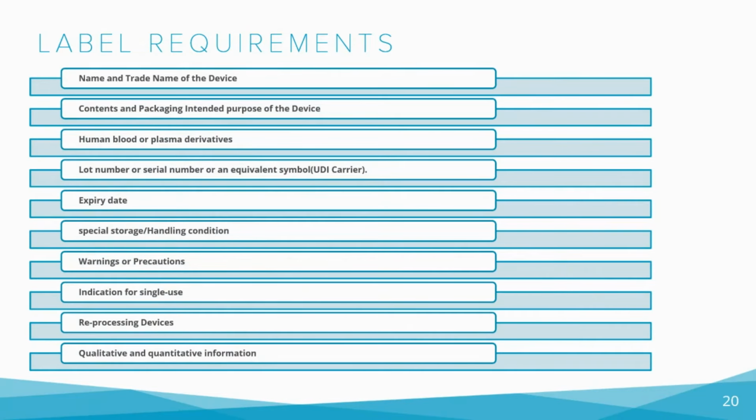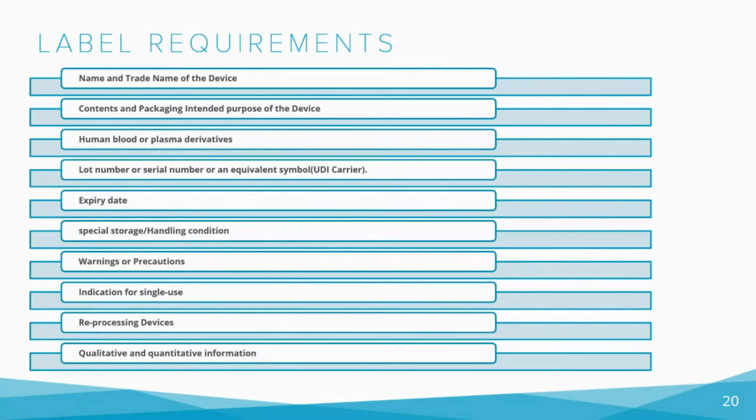Next, contents and packaging, and the intended purpose of the device. The requirement refers to materials and information provided with the device to help users understand how to use it safely and effectively. This also includes the physical contents of the packaging and any return. Next, human origin or animal origin. First, the label must clearly state that the product contains human blood or plasma derivatives. At the same time, the label must include information on the specific derivative used in the device, like the source of the blood or plasma, and any potential risk related to its use.